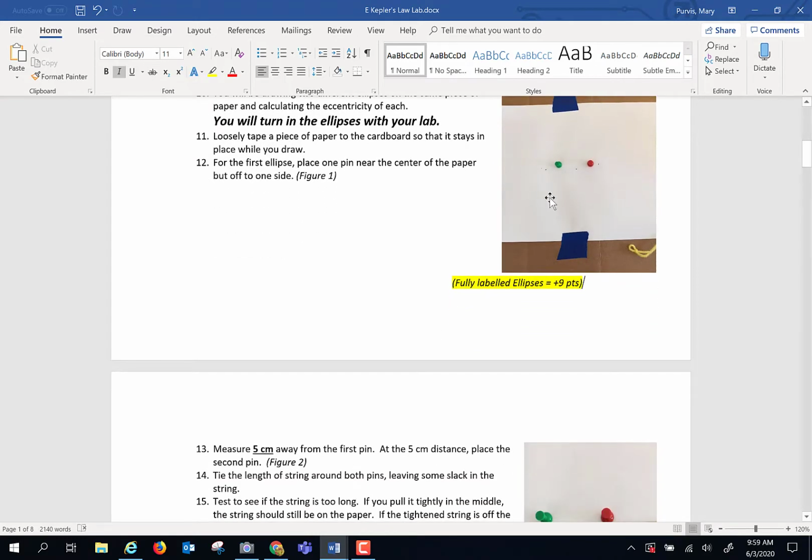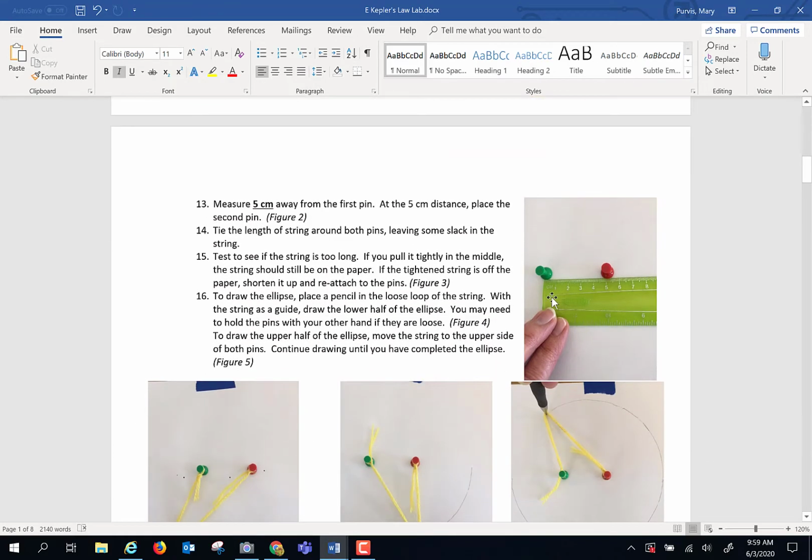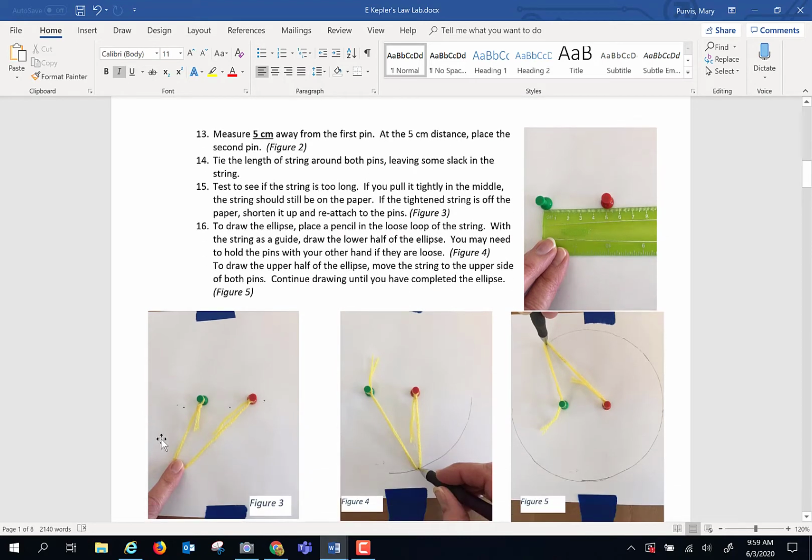You're going to need a piece of paper, a couple of pins, a piece of cardboard. Honestly, a cereal box will work if you don't have cardboard to stick these to. You're going to need some string and a ruler that has some centimeters on it. Follow the instructions. I took a lot of pictures as you go along.